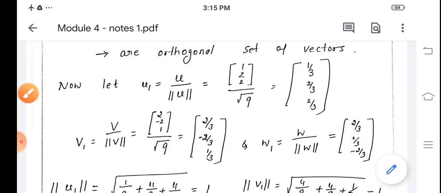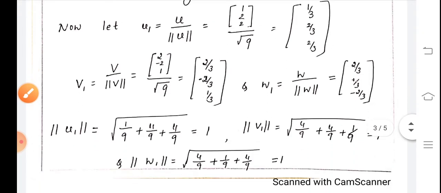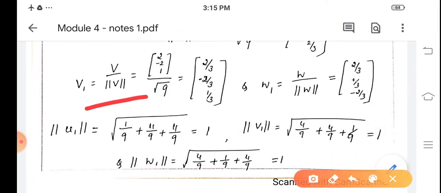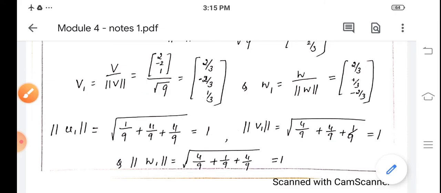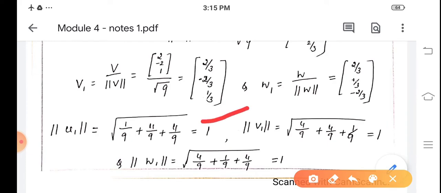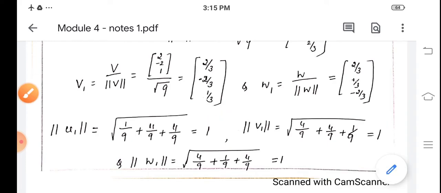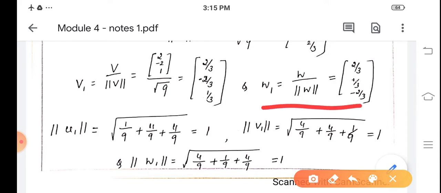Similarly, I will write v1 as v divided by norm v, or (2, -2, 1) divided by root 9, that is (2/3, -2/3, 1/3). Similarly, w1 is equal to w by norm w, that gives (2/3, 1/3, -2/3).